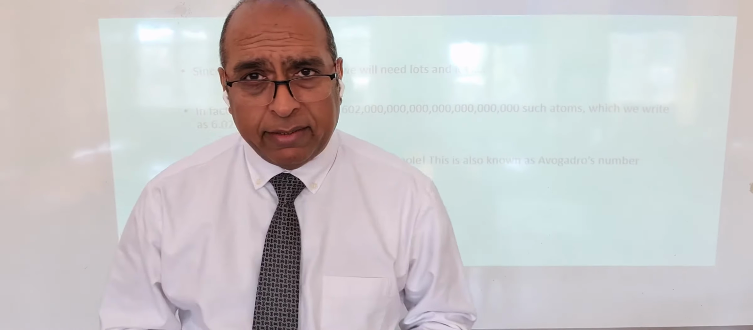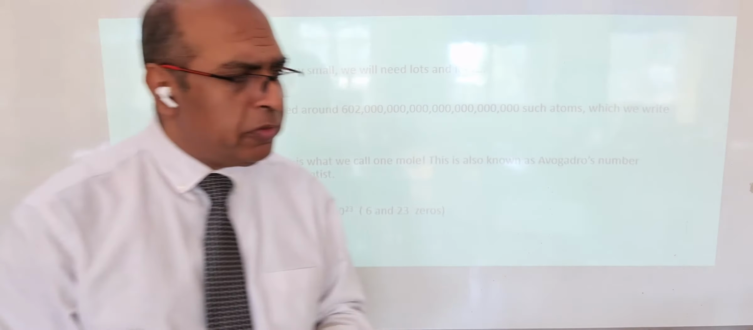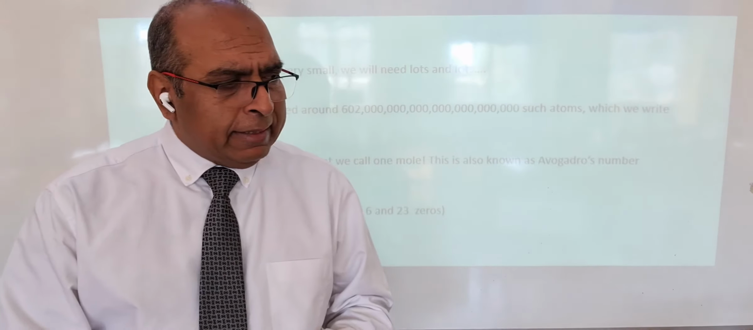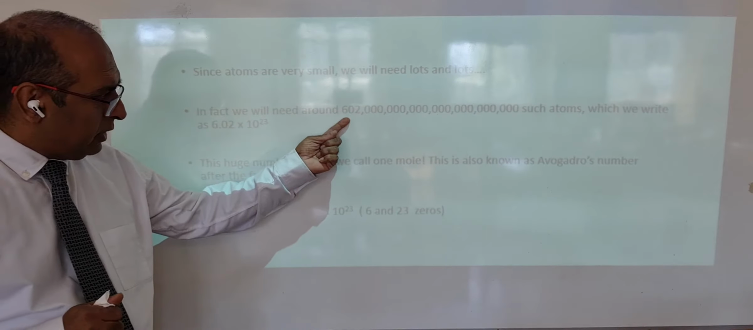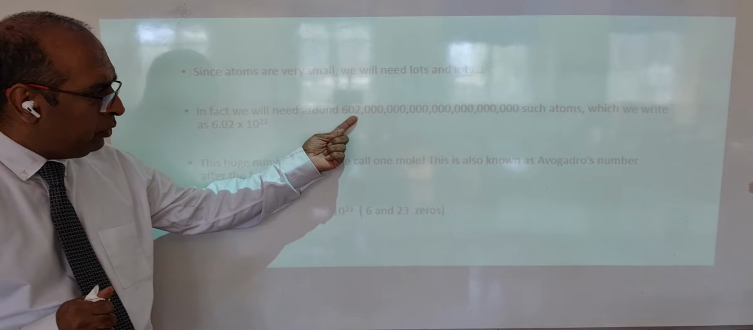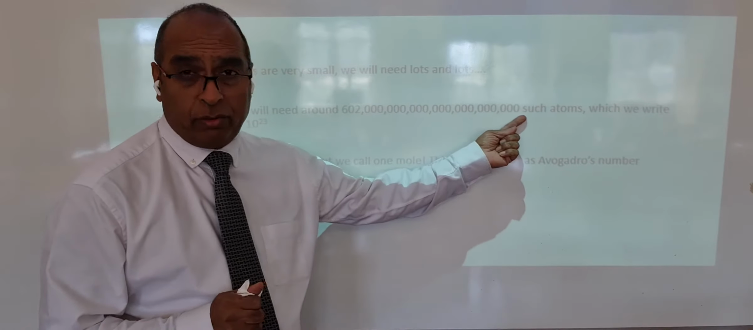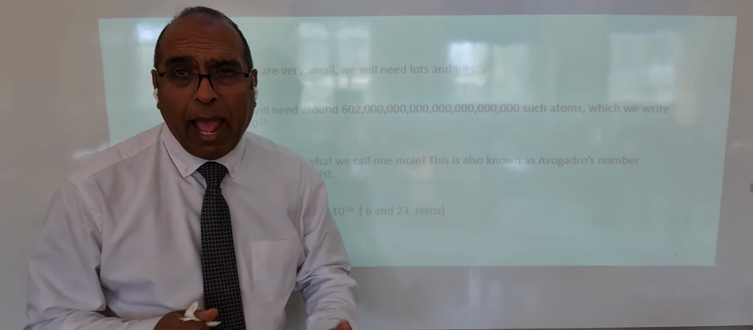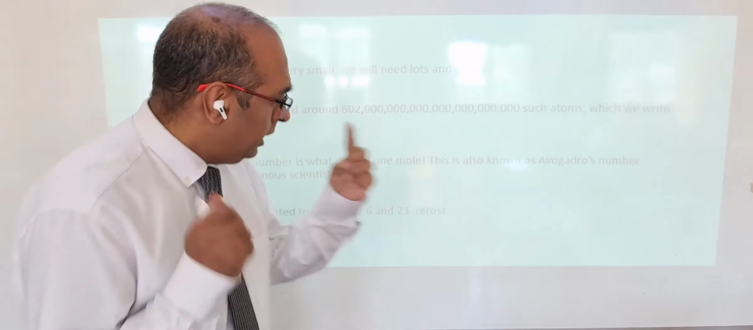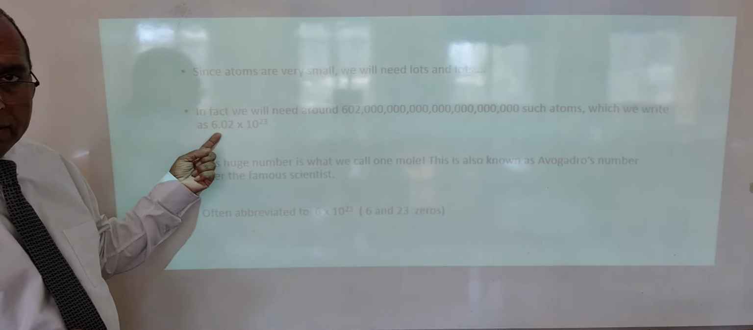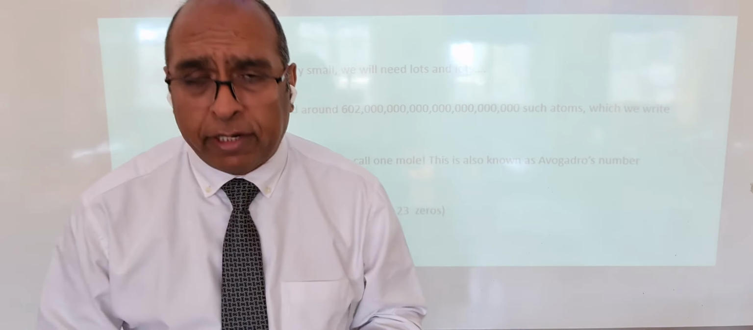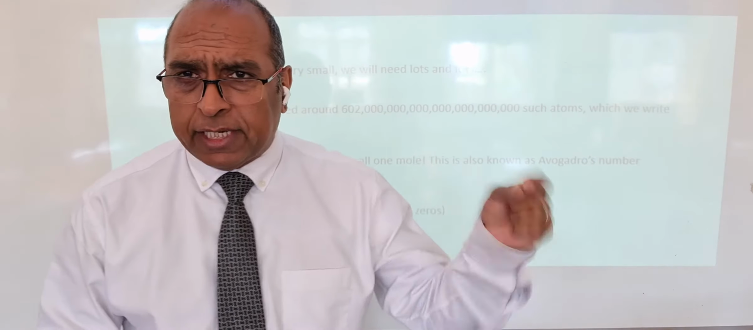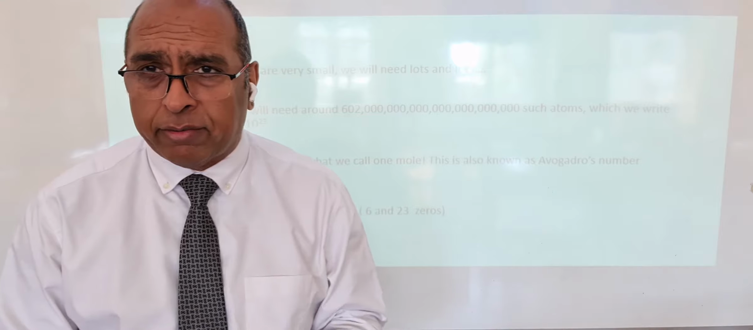Hopefully my next slide will take you through this number. So we need, in fact, that many. 602,000 zeros. We need a large number. Now, what is that large number? That large number is 6.02 times 10 to the 23. So that's roughly 6 and 23 zeros.